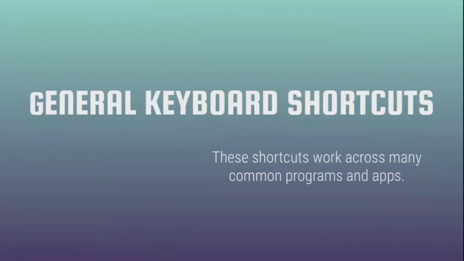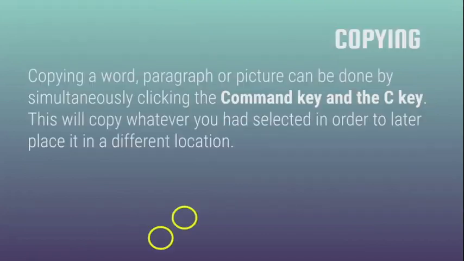General keyboard shortcuts. These shortcuts work across many common programs and apps. Copying a word, paragraph, or picture can be done by simultaneously clicking the command key and the C key. This will copy whatever you had selected in order to later place it in a different location.